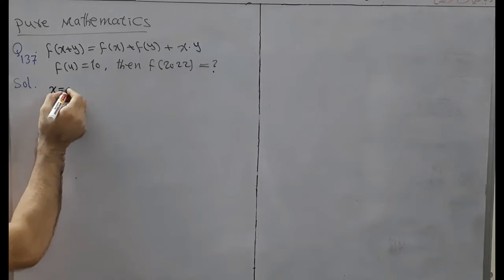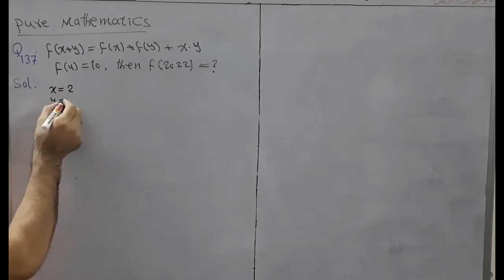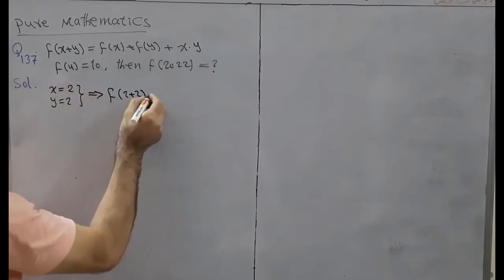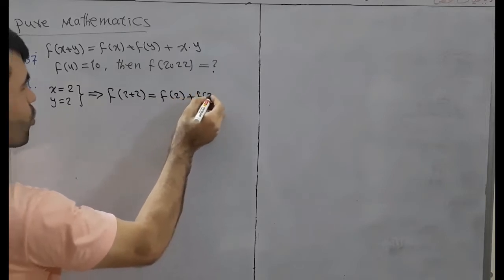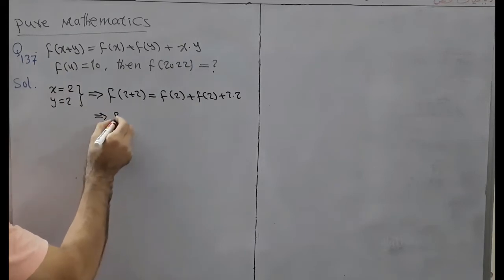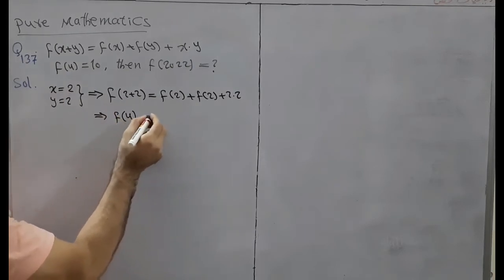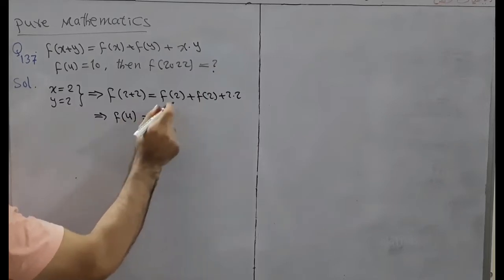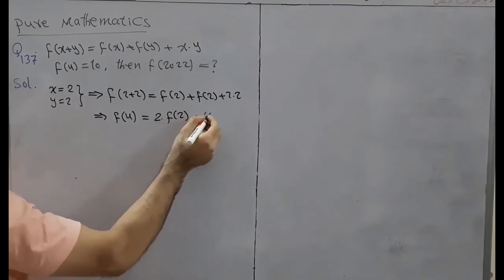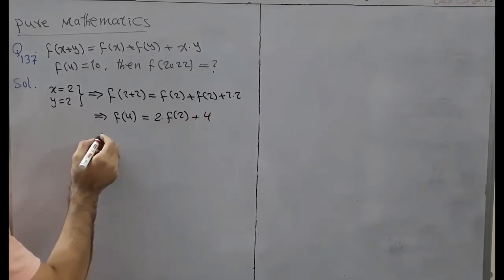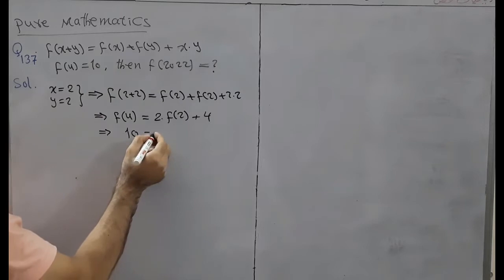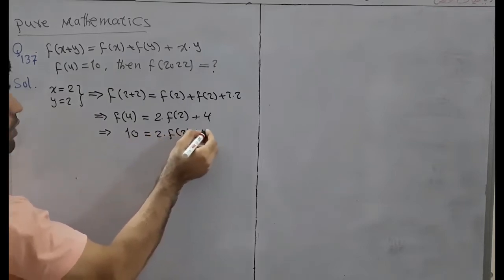Here, if x is equal to 2, y is equal to 2, this implies f of 2 plus 2 is equal to f of 2 plus f of 2 plus 2 multiplied by 2. This implies f of 4 is equal to 2 into f of 2 plus 4. We know that the value of f of 4 is equal to 10.